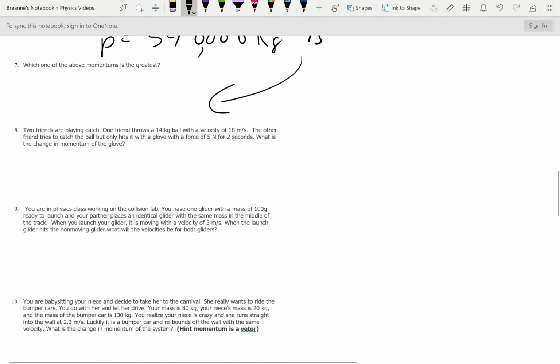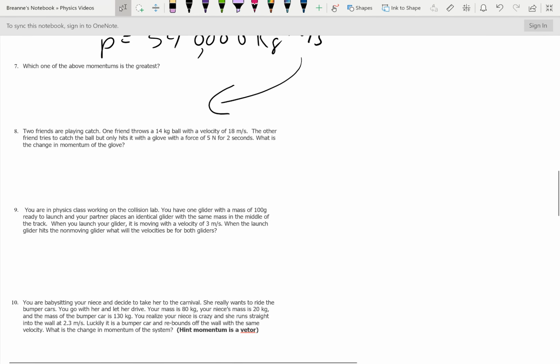There we go. So two friends are playing catch. One friend throws a 14-kilogram ball with a velocity of 18 meters per second. The other friend tries to catch the ball, but only hits it with the glove for a force of 5 newtons for 2 seconds. What is the change in momentum of the glove?